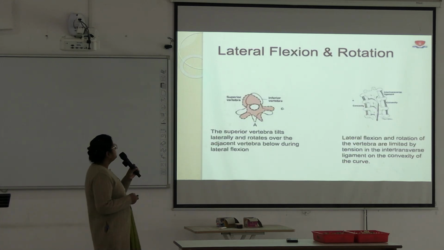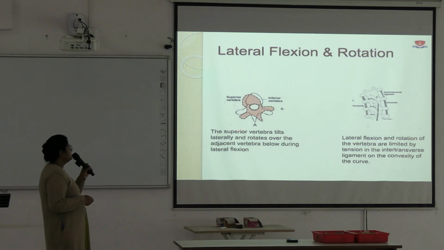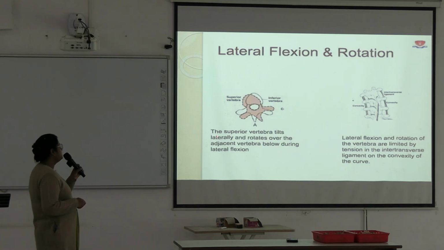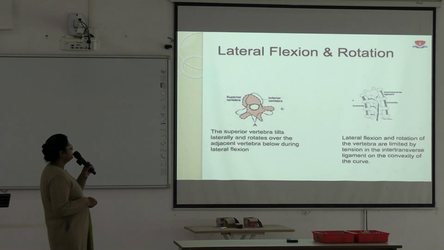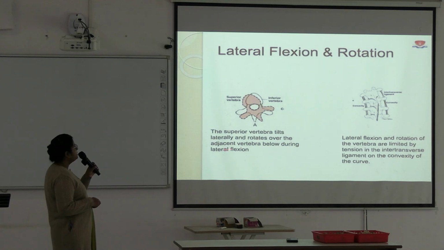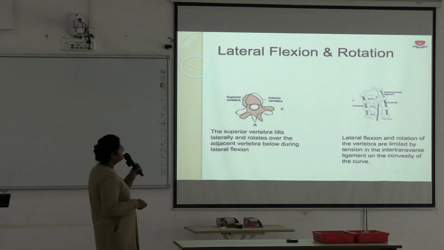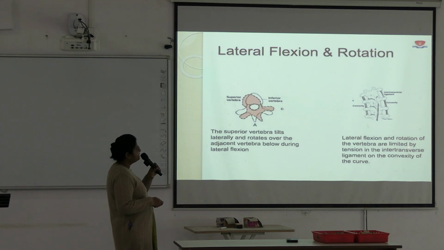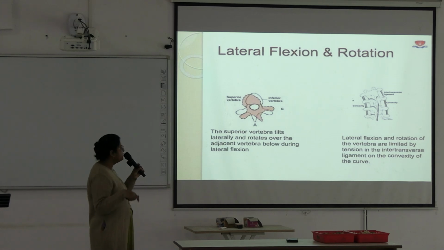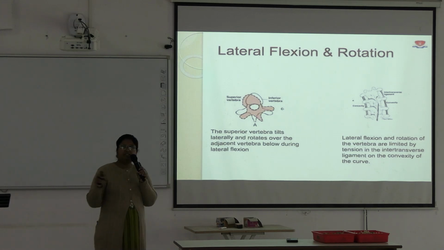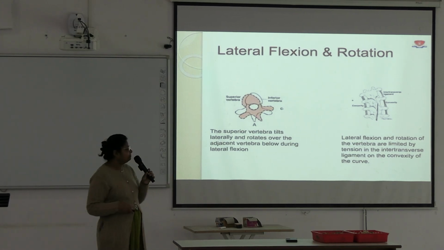Next, lateral flexion and rotation. The superior vertebra tilts laterally and rotates over the adjacent vertebra below during lateral flexion. And the lateral flexion and rotation of the vertebra are limited by tension in the intertransverse ligament on the convexity of the curve. Okay, so the ligaments restrict excessive movements. Okay, next.